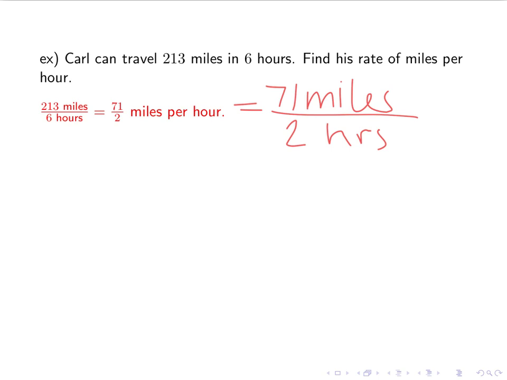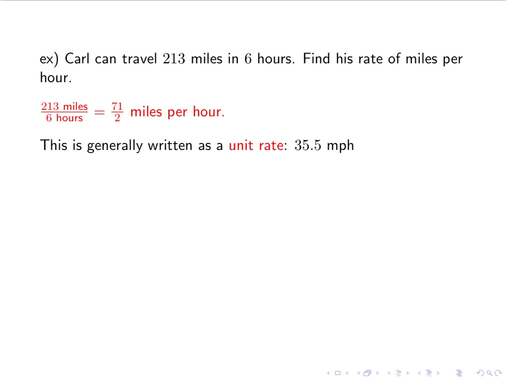So a lot of these rates we're also going to write as a unit rate. So we do out the division. And we get 35.5 miles per 1 hour, or miles per hour. Okay, so we'll typically see these as unit rates, something per one of something.